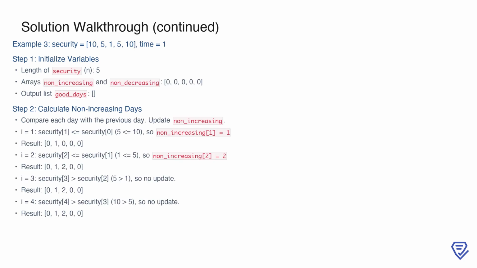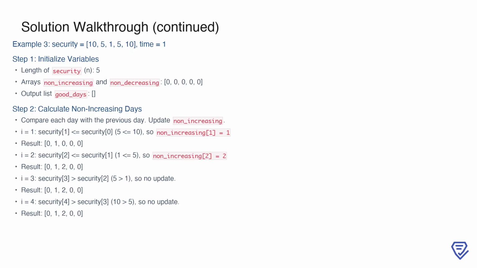In this example, security is 10, 5, 1, 5, 10, and time is 1. As usual, we start by initializing the variables. The length of security is 5, and we create the non-increasing and non-decreasing arrays, both initialized to zeros. We also initialize an empty list good_days.